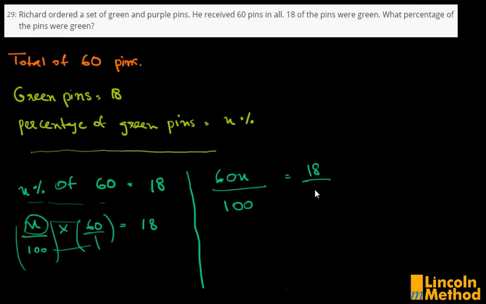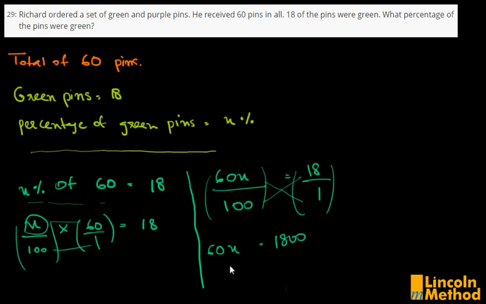Now again, 18 is a whole number, but I'm going to add a 1 in the denominator so that it's easier for you to understand what we're doing. Since both of these fractions have an equals sign in between, we will have to cross multiply, which means we have to multiply 60X by this 1 that we added. So 60X multiplied by 1 is 60X, equals 18 multiplied by 100, which equals 1800.